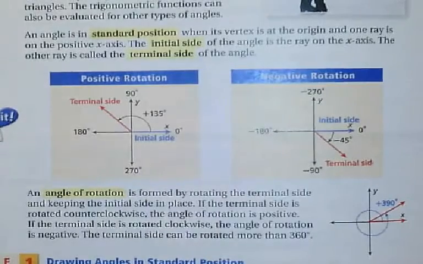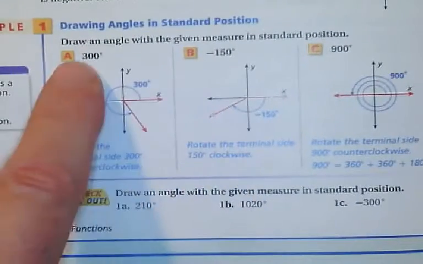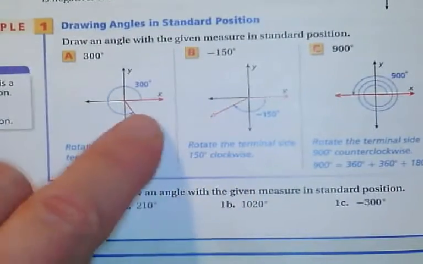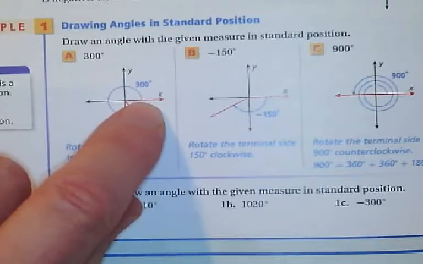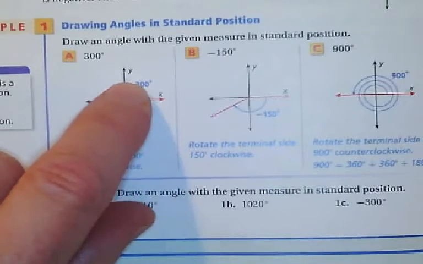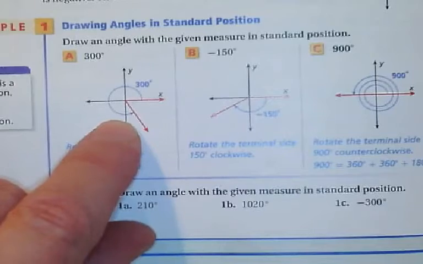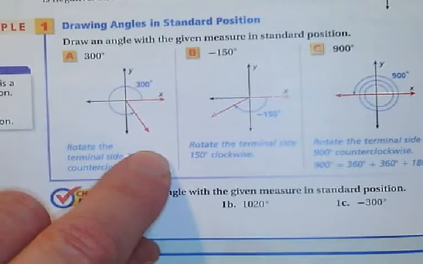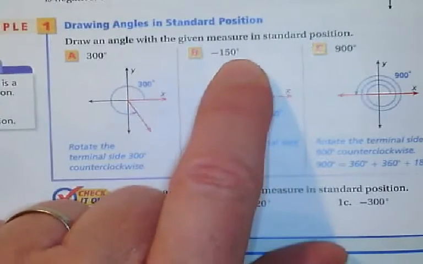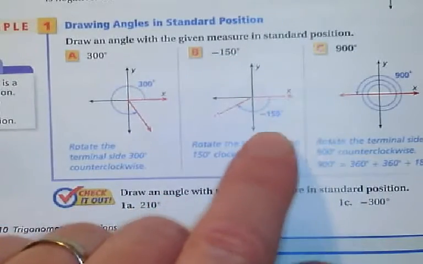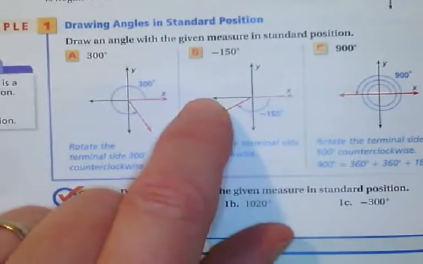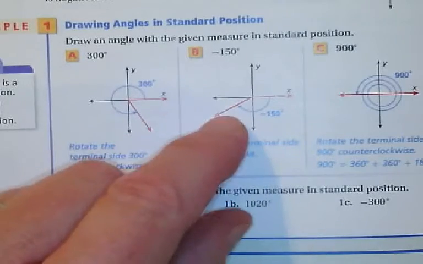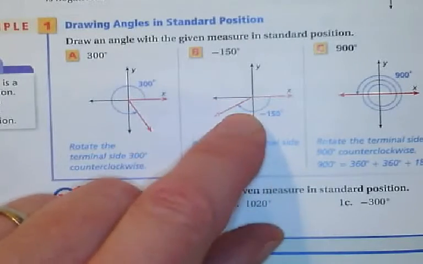So if we look at this, where's 300 degrees? Let's look at this one. 300 degrees, where's 300 degrees? Well, you start here, you always start here. And since it's a positive number, you go 90, 180, 270, and just a little bit more makes 300. All right? What about negative 150? Well, remember, this is 90, and all the way across is 180, so it's got to be a little bit less than 180, right? That's what you're thinking.